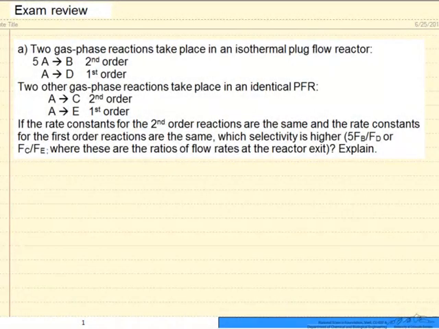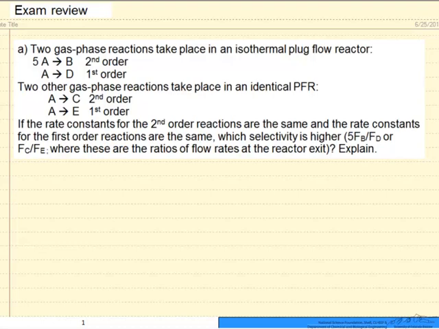In this video, I'm going to solve a number of short answer questions. They're good exam problems. The first one is the case where we have two gas phase reactions and we have two isothermal plug flow reactors.